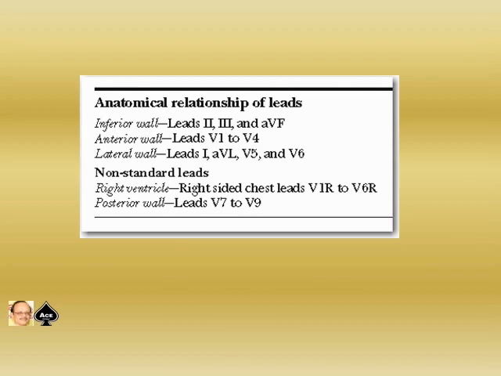Suppose you are looking at the non-standard leads, the right ventricular infarction can be located in the chest leads V1R to V6R. That means you have to especially ask the ECG technician to take such an ECG recording. And then for posterior wall infarction, if you want to diagnose, you have to take special leads V7, V8 and V9. So this anatomical relationship of leads is an important thing, and especially asking for extra leads.